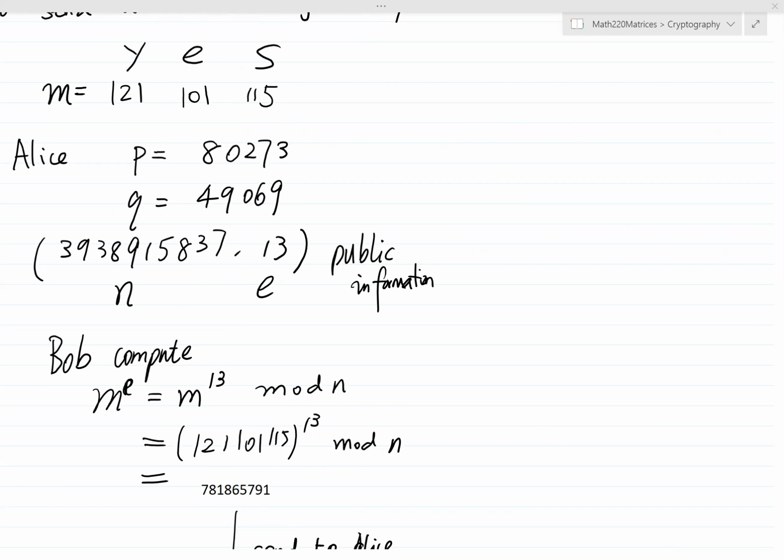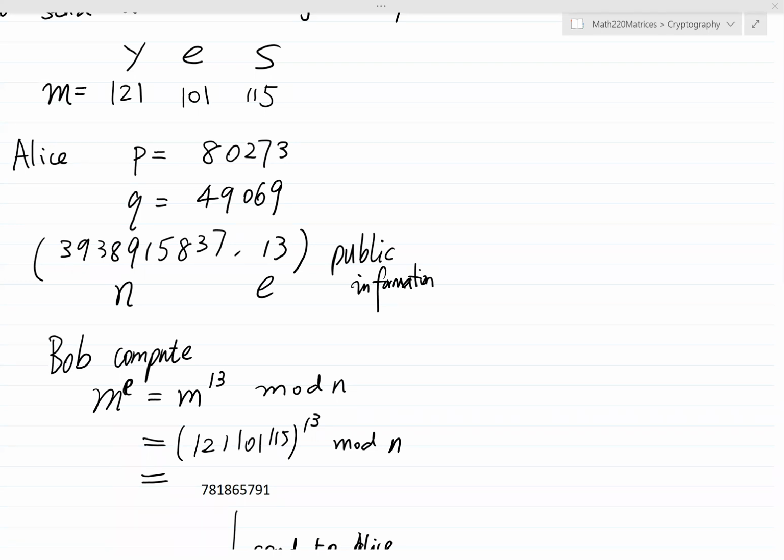Let's see R. R is F to the power E mod N. This is actually what Bob sent to Alice. So Alice has received this number, and then Alice computes R to the power D, and remember to mod it by N. Compute the remainder of this number mod N.